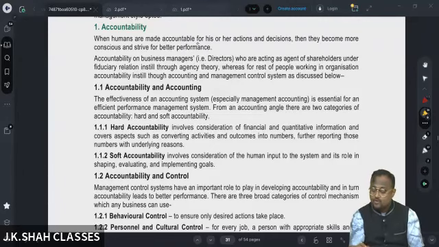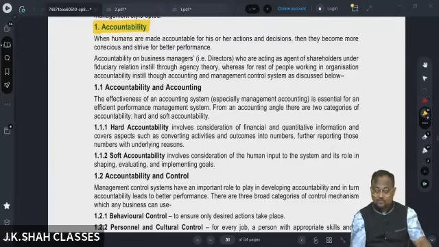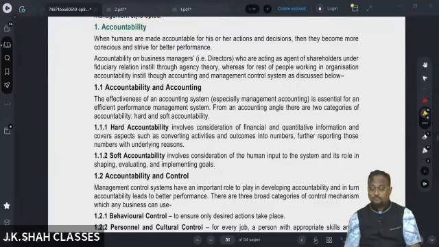When humans are made accountable for his or her action, then they become more conscious and strive for better performance. खुद ही का एग्जांपल ले लो. टेस्ट सीरीज कैसे देते हो और फाइनल एग्जाम कैसे देते हो? Your efforts are different. Am I right? You going on an audit as a junior and you going on an audit as a senior, approach is different. Why? Because you will be held responsible for what you have done.